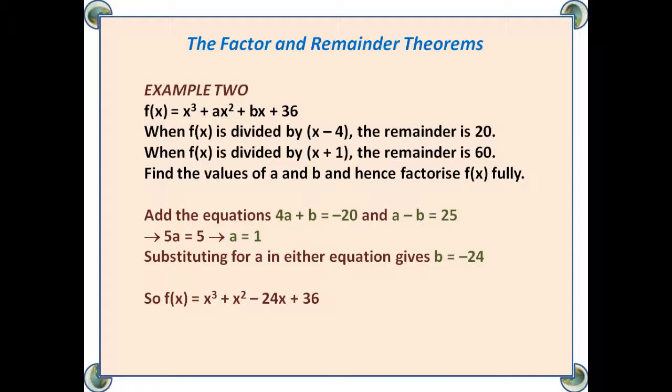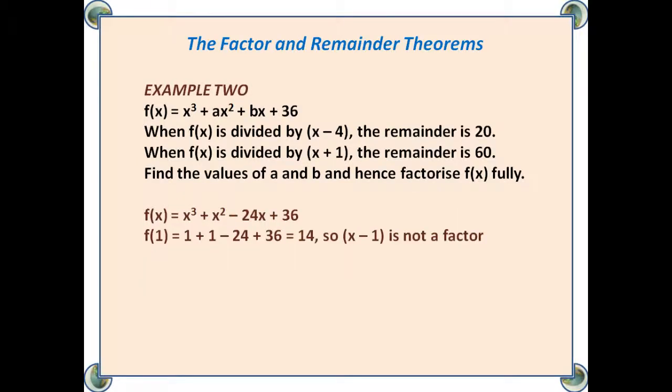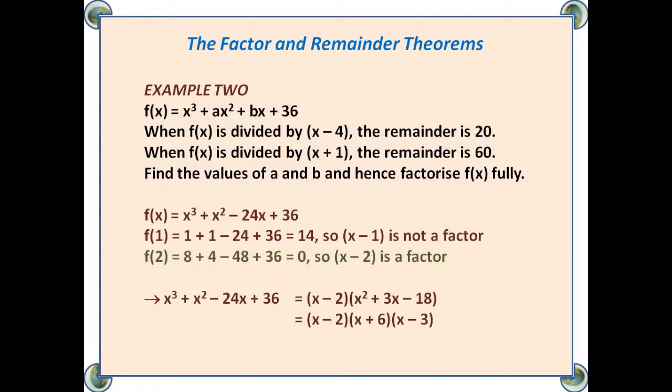So we now know that the cubic is x cubed plus x squared minus 24x plus 36. To factorise it, we need to do what we did before and use the factor theorem. When we try 1, we get 14, so x minus 1 is not a factor. But when we try 2, we get 0, so x minus 2 is a factor. So we've got x cubed plus x squared minus 24x plus 36 equals x minus 2.